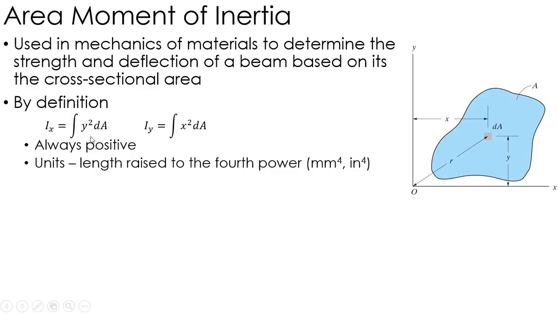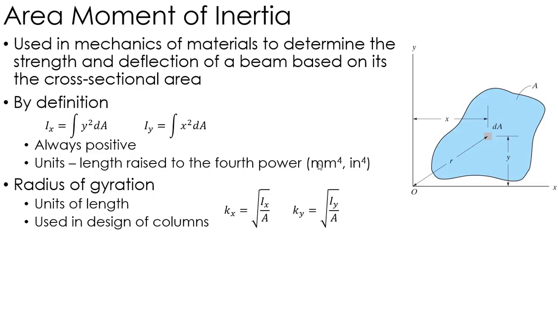Keep in mind this will always be positive because I'm squaring this value, and I have an area which is also going to be a squared value. So everything will be positive here. And the units are really weird units of length raised to the fourth power. So in effect, millimeters to the fourth or inches to the fourth, which are kind of difficult units. But again, that's what they are.